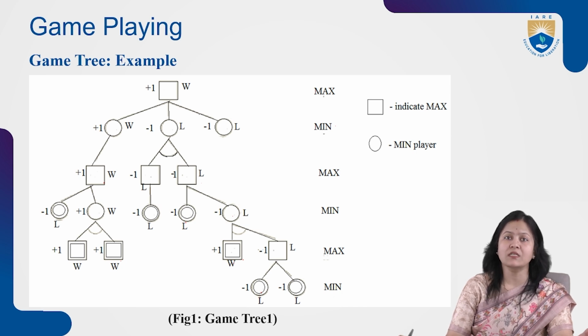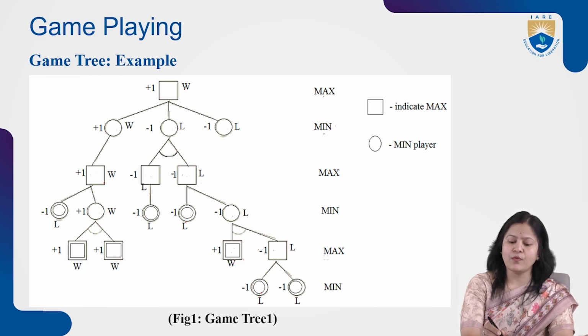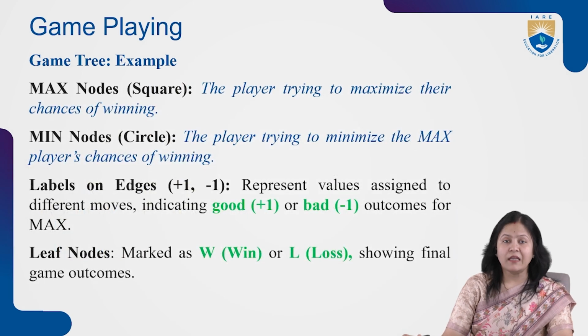+1 means it is a good move, -1 means it is a loss, irrespective of whether it is a max layer or min layer. If it is W, it is written as +1. If it is L, it is written as -1. Okay, and the leaf nodes are marked as W and L. Here we have not used T. Even if the question is given with L, W, D also, the same procedure we have to follow as I have shown before.